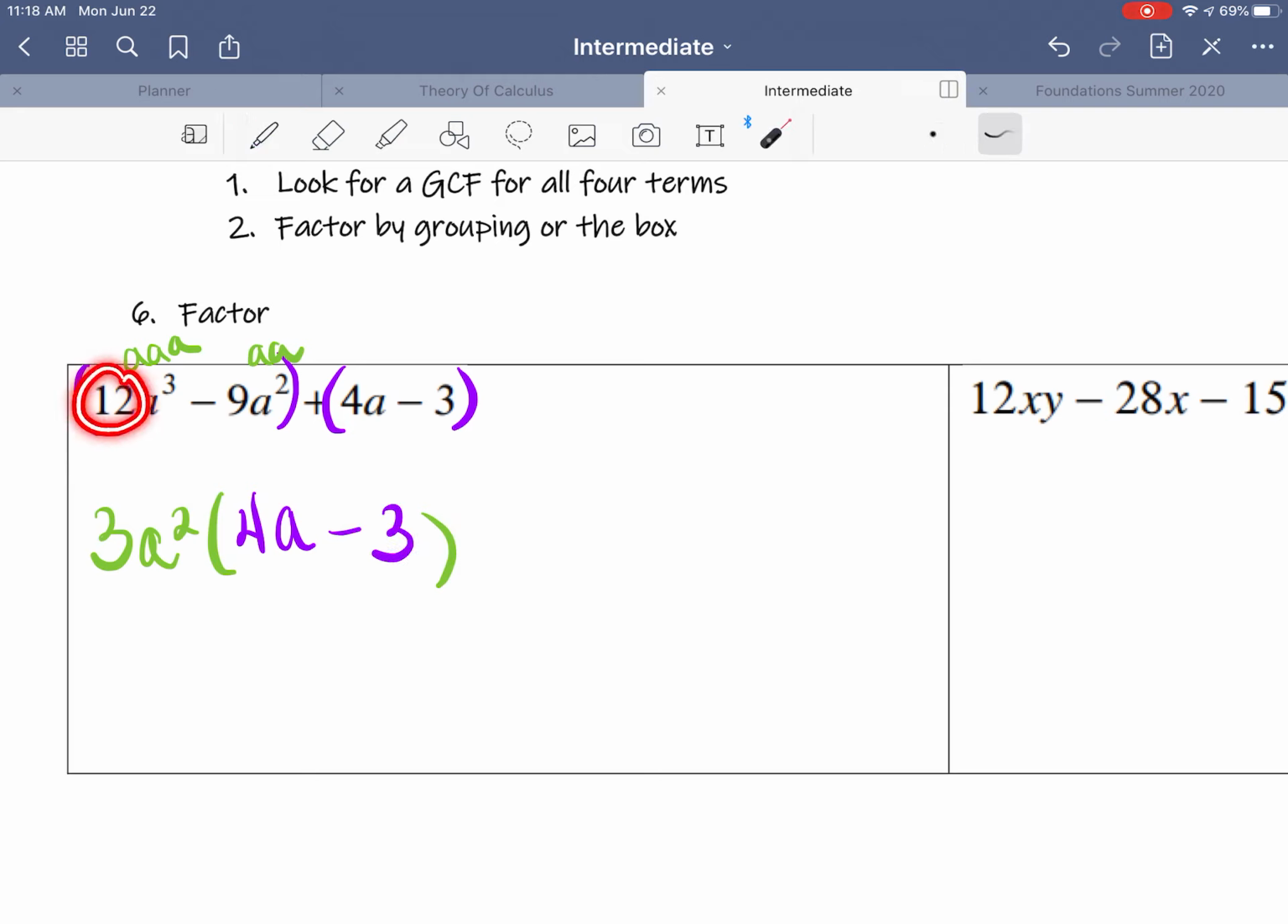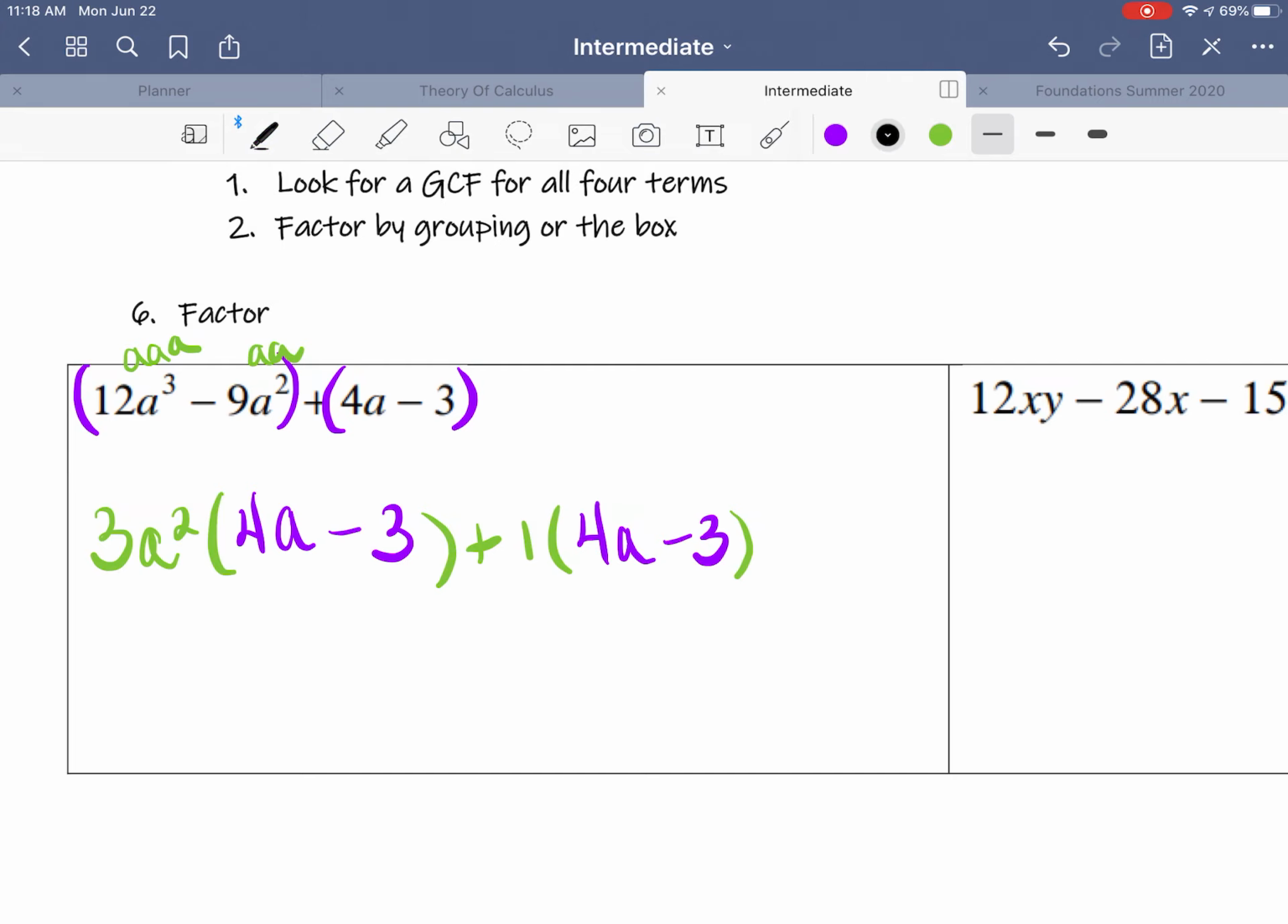And I got that because I did 12 divided by 3, which was 4. I took out 2 a's, so I'm left with an a. Negative 9 divided by 3 is negative 3. And I took out both a's, so there's no a. Okay, now let's focus on the second binomial. Do 4a and negative 3 have anything in common that they can divide by? No. So in this case, we are going to pull out a 1. And since we didn't technically pull anything out except for 1, you just write what's left over.